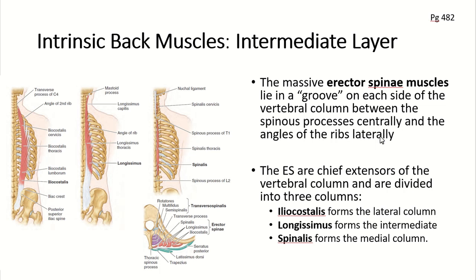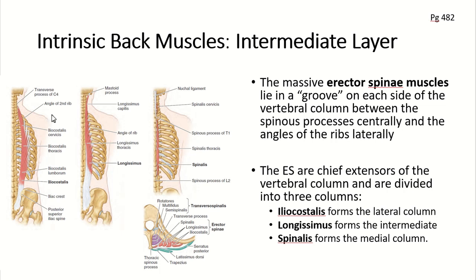So the erector spinae muscles, and this is of course a group of muscles, are actually divided into three columns. There's the iliocostalis, which forms the lateral column, which you can see here. There's the, I can never say this one, longissimus, which is the intermediate one here. And then there's the spinalis, which, as the name suggests, forms the medial column, okay?